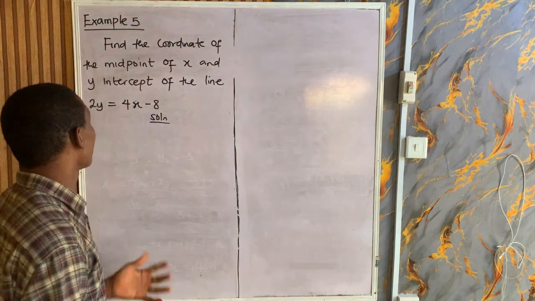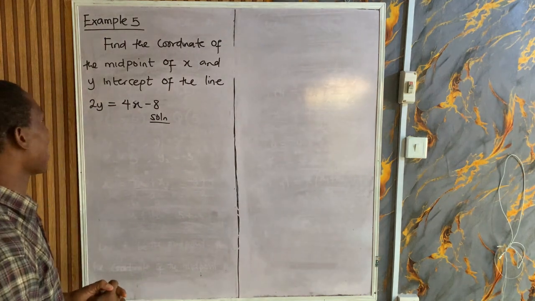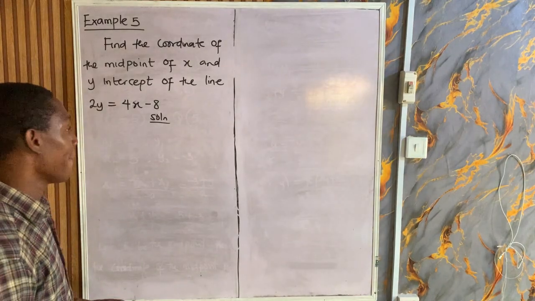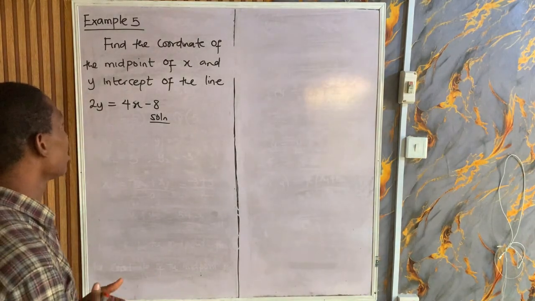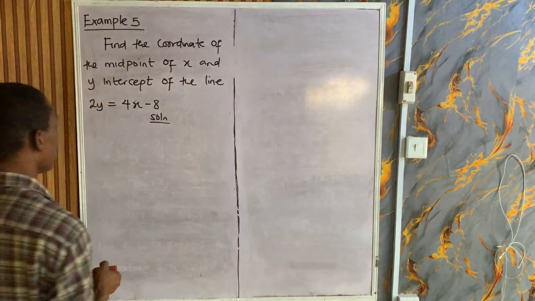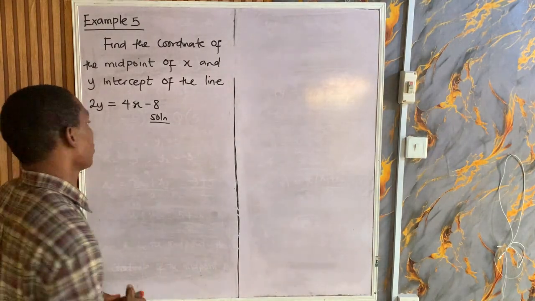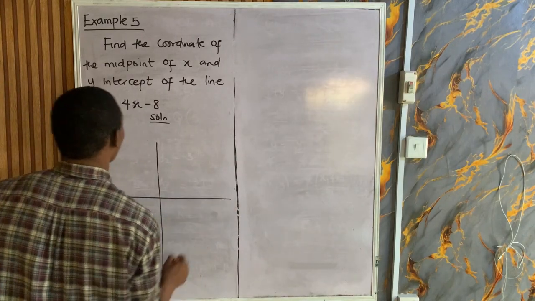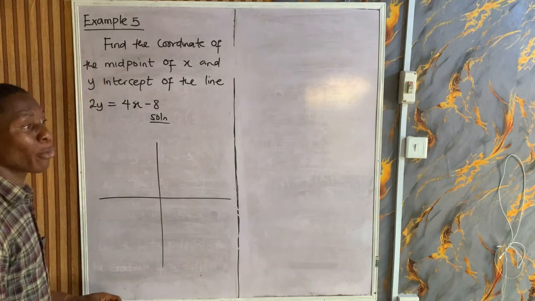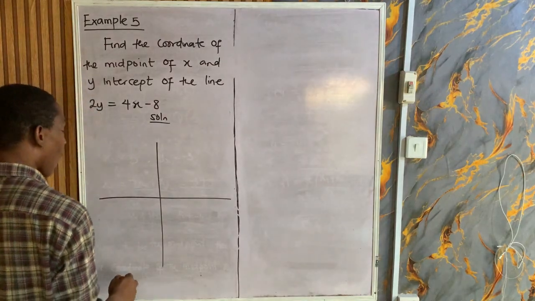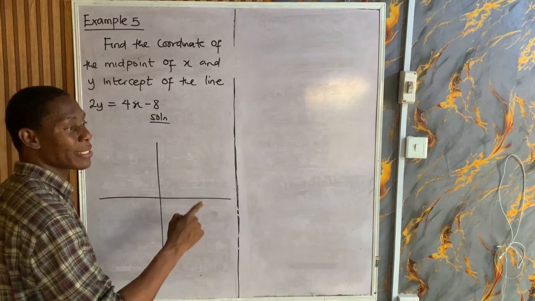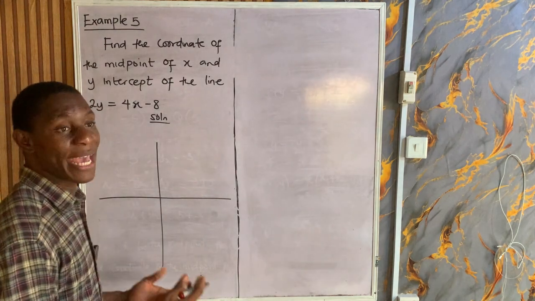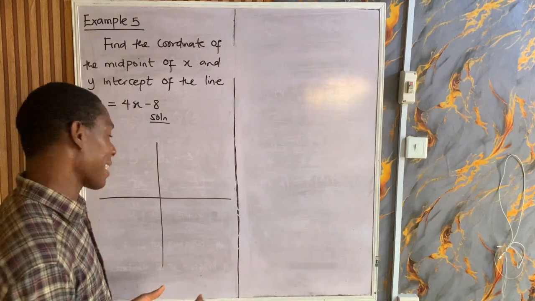Example 5. Find the coordinate of the midpoint of the x and y intercept of the line 2y is equal to 4x minus 8. Well, to solve this, it doesn't look like the previous question we've solved, but first and foremost, let me make you understand this question. This line has an x and y intercept, meaning where the line touches the x-axis and where it touches the y-axis. Now, wherever a line touches the y-axis, x is 0 at that point.